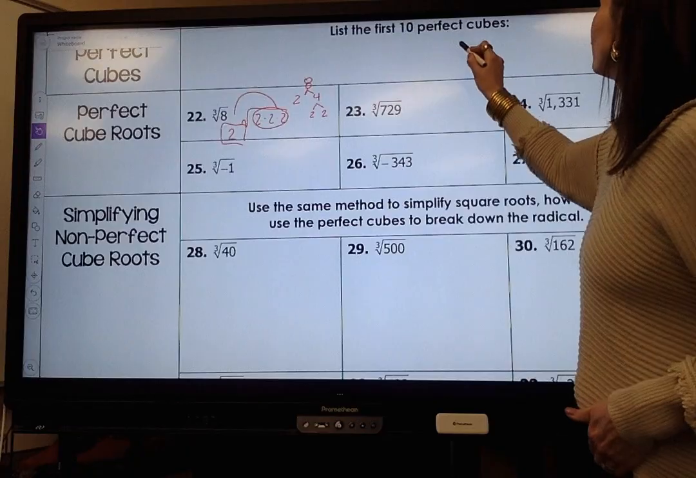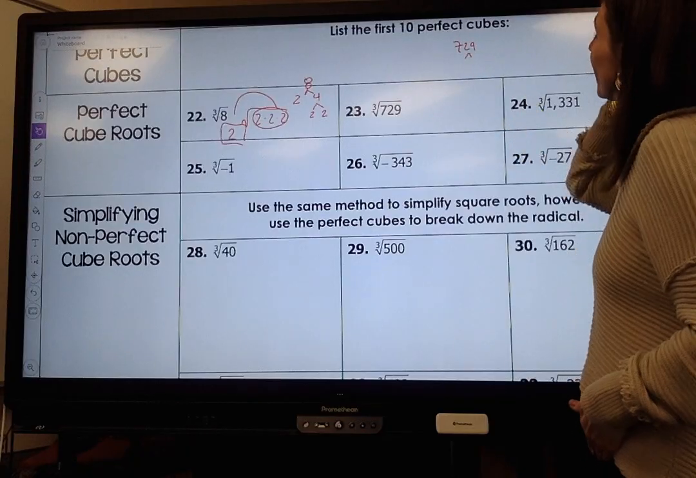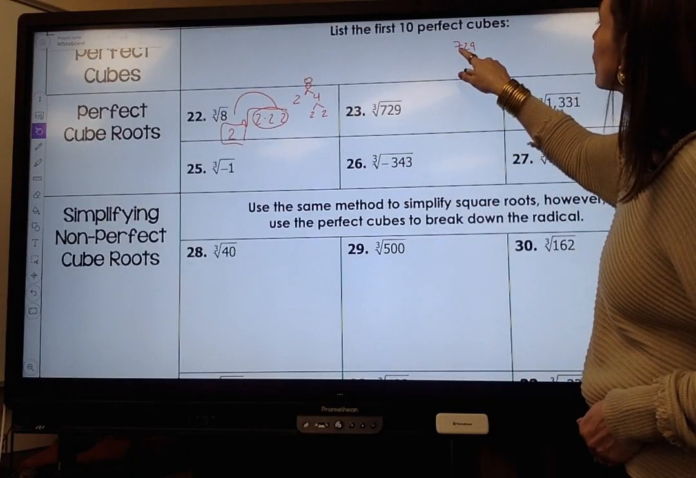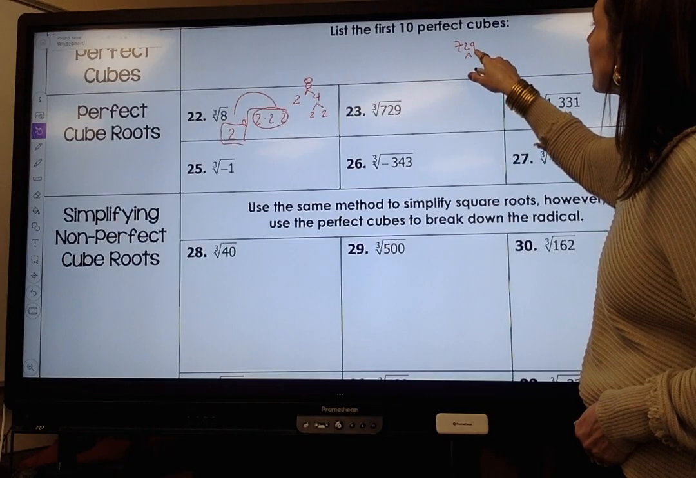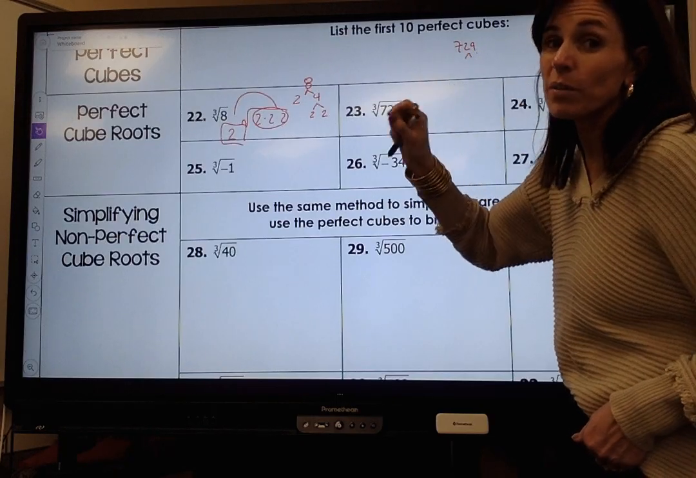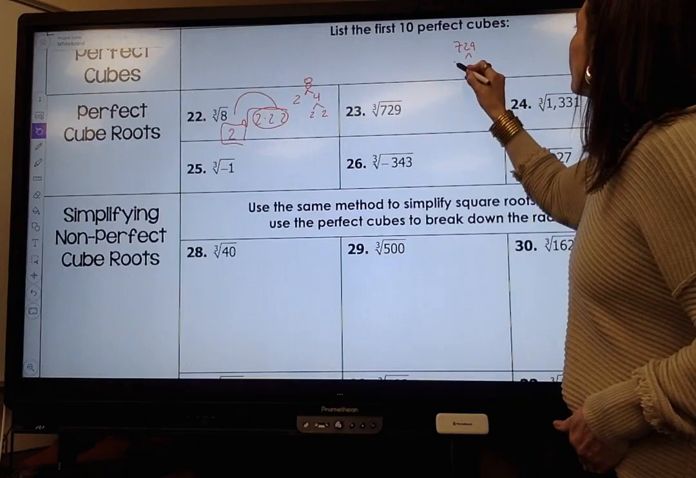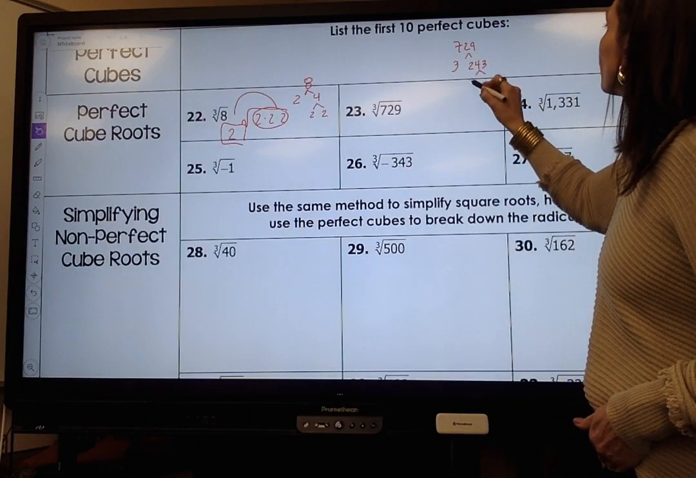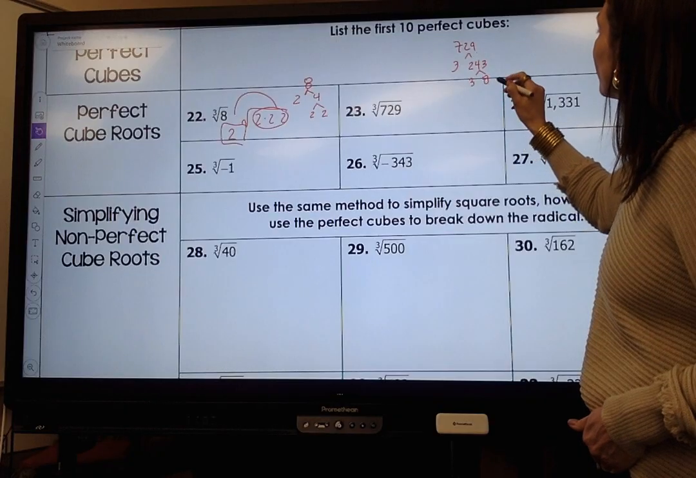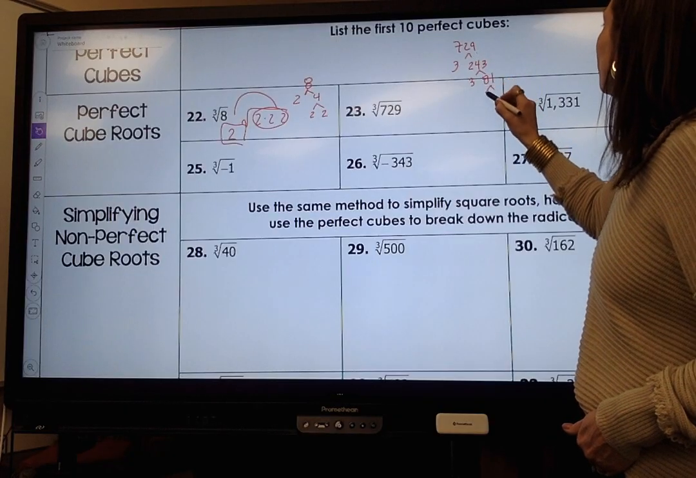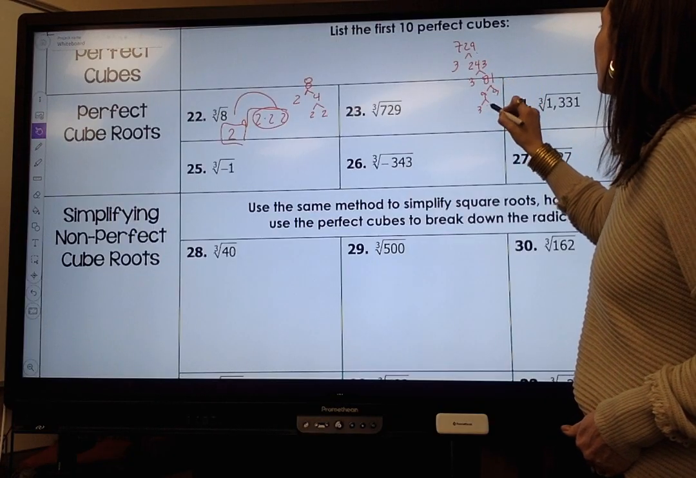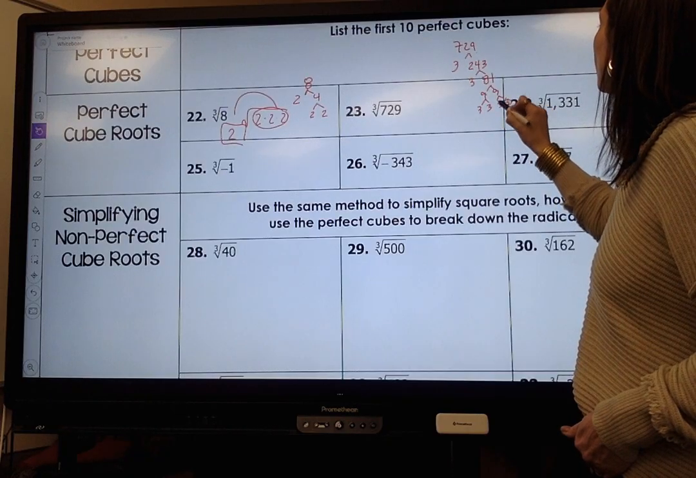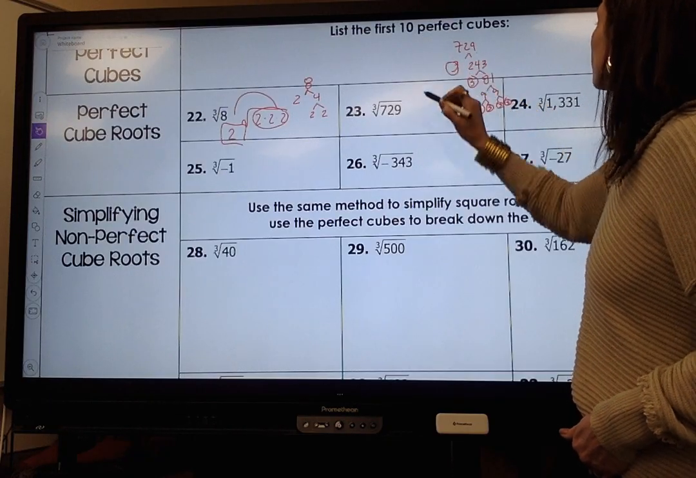So I'm going to do a factor tree. And what number goes in there? If I add up my digits, 7 plus 2 is 9, 9 plus 9 is 18. If that number is divisible by 3, 3 goes in there. So 3 goes in there 243 times. 3 goes in there 81 times. And then 9 and 9, 3 and 3, 3 and 3. So I'm going to circle all my prime numbers so I don't get lost.